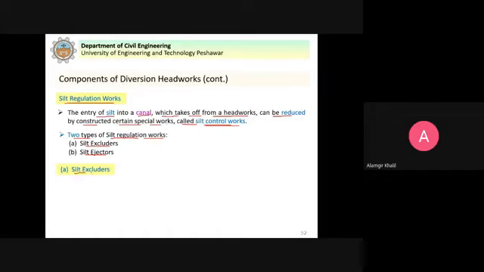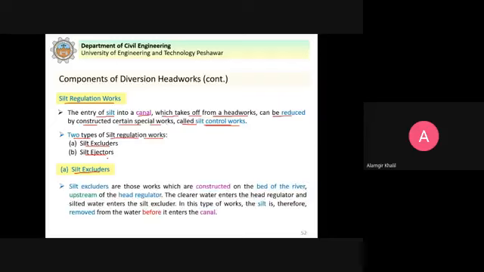So silt excluders. Silt excluders are those works which are constructed on the bed of the river upstream of the head regulator. The clearer water enters the head regulator and the silted water enters the silt excluder. In this type of works, the silt is therefore removed from the water before it enters the canal.